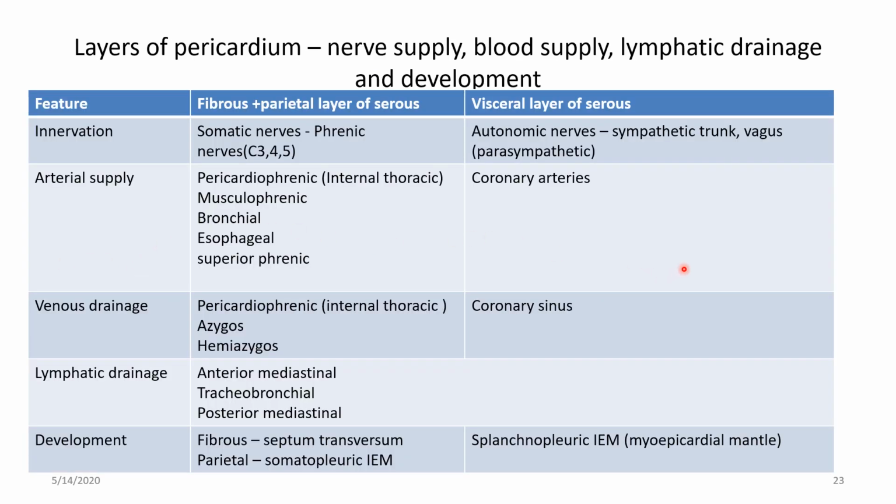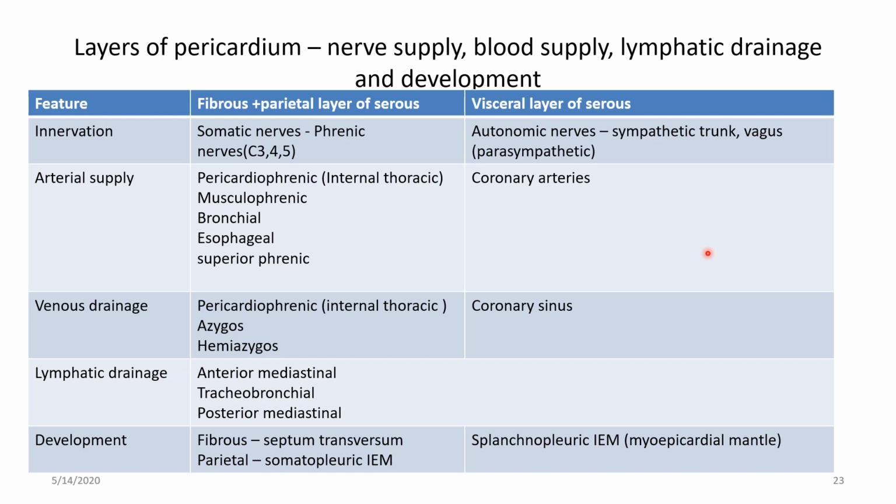Now coming to the nerve supply, blood supply, lymphatic drainage and development of layers of pericardium. The nerve supply for the fibrous and parietal layers of serous pericardium are same. They are supplied by the phrenic nerves. And the visceral layer of serous pericardium is by the autonomic nerves, sympathetic and parasympathetic. Parasympathetic is by vagus nerve.